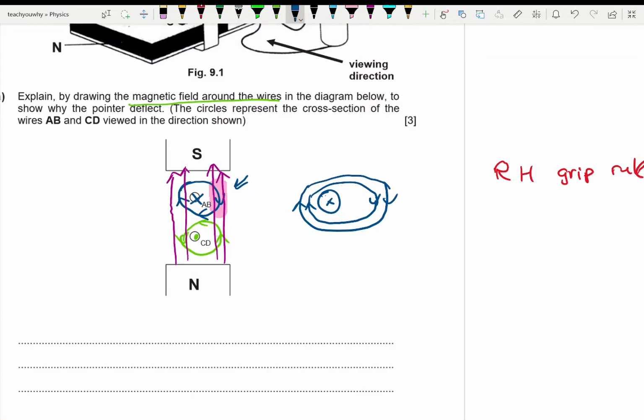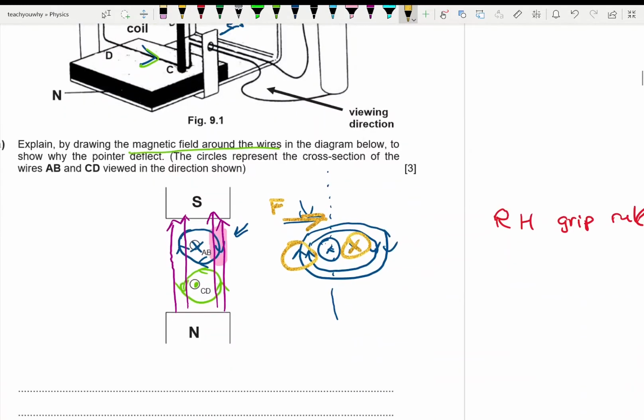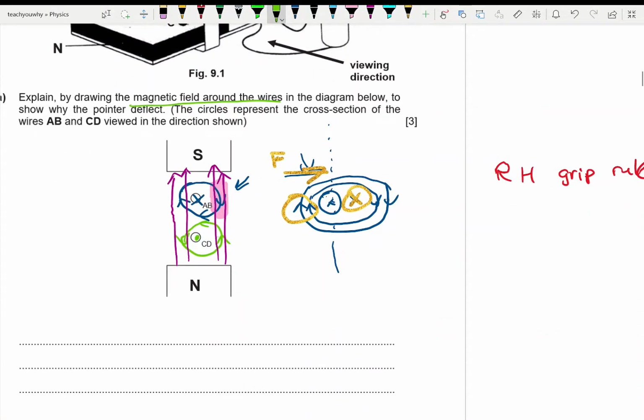Alright, and what do you observe? You observe that there is a force this way. Why? Because there is a stronger magnetic field. If you were to cut this into half, can you see that there's no magnetic field here? So you have more magnetic field here than here. Therefore, it creates a force in this direction, and hence it pushes the wire AB to the right. And likewise, if you were to observe wire CD, it's also the same, but it's the reverse.